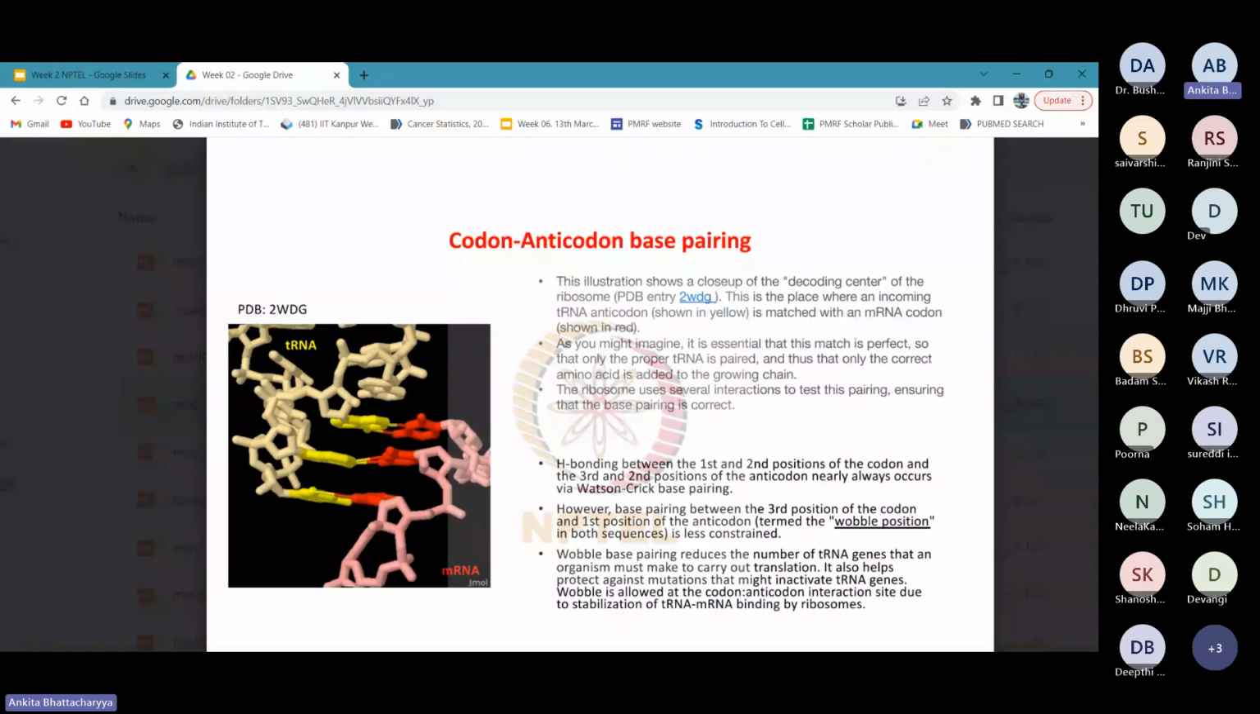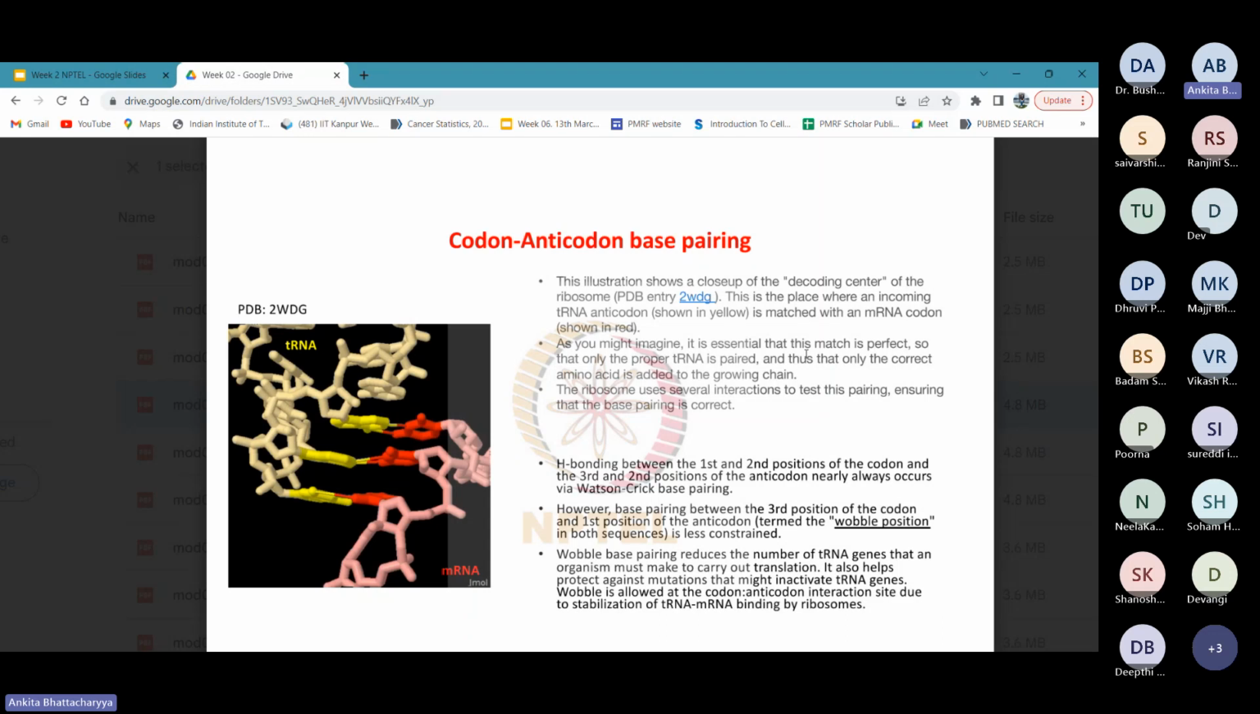So here you can see a snapshot of the simulated structure of an mRNA, where the triplet codon is forming interactions or forming bonds with the tRNA anticodon loop. And here you can see the hydrogen bonding that is taking place between the two. And as you can see, it is written here as well, this match has to be perfect so that only a proper tRNA is capable of the recognition and only the proper amino acid is getting incorporated into the chain.